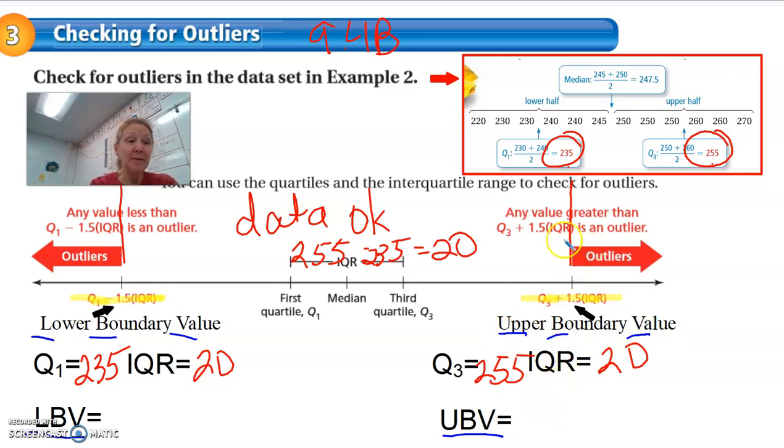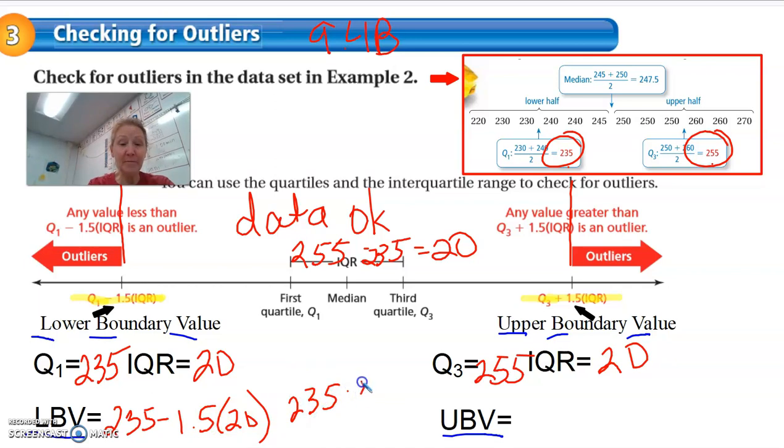That's up here. So what I want to do is I want to use this formula. I'm going to start off with Q1 minus, which is 235 minus 1.5 times the IQR, 20. Well, 1.5 of 20 is just 30, or you could use a calculator and multiply. 235 minus 30 is 205. So if any numbers in my data set were between 205 and this next number I'm going to calculate, then they're okay. They're all in range.